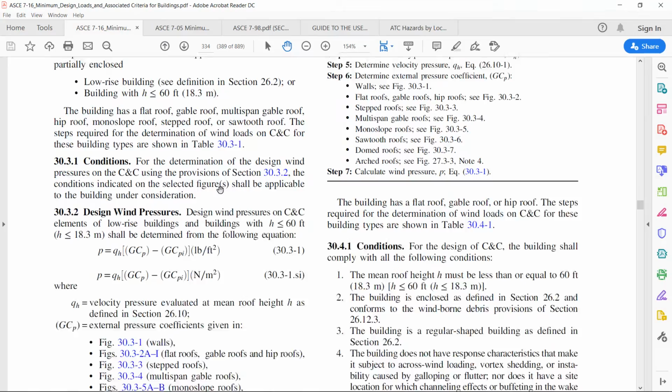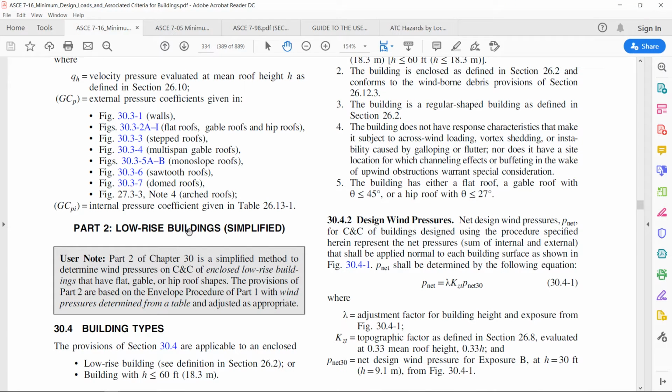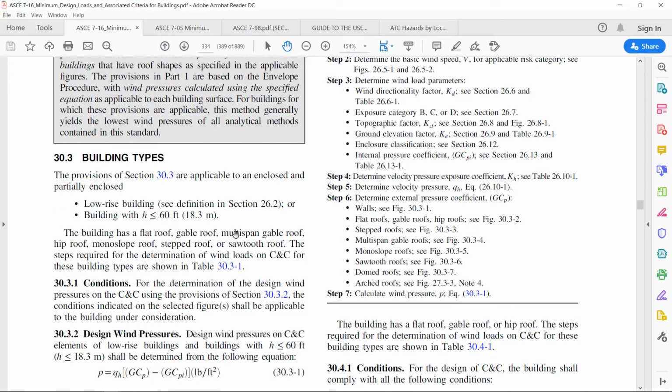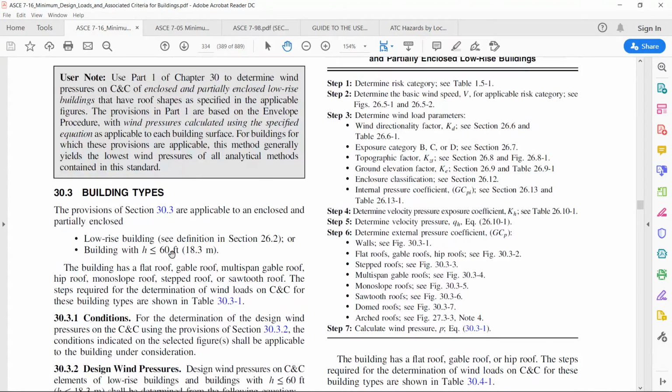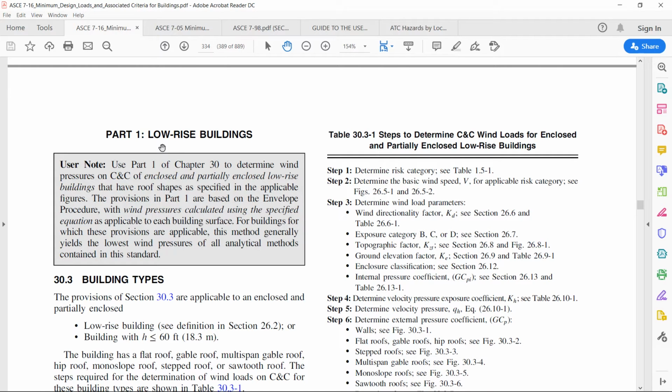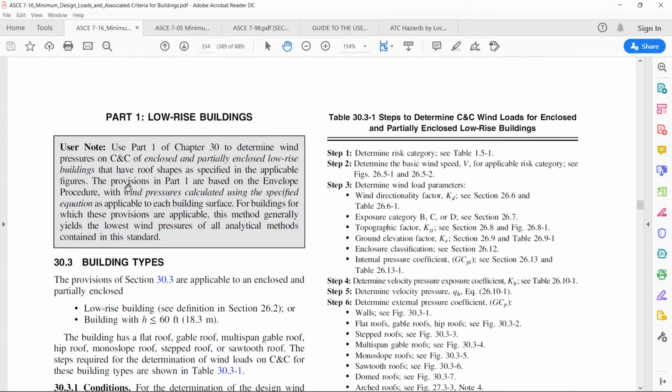This is based on the envelope procedure. If we go to part 2, this is again low-rise building, but then it is called simplified. So here is the difference. So we will not be using this simplified procedure, rather we will be using the analytical procedure. So we shall be using part 1, which is directional. Actually here is a bit confusing. I can understand that maybe it's a typo, maybe in the next edition they will change that this is for analytical procedure, or they call it directional procedure. So that's why we shall be using part 1, not part 2.